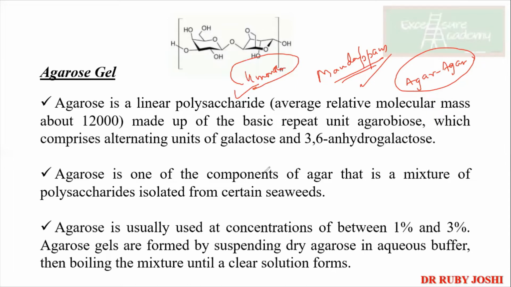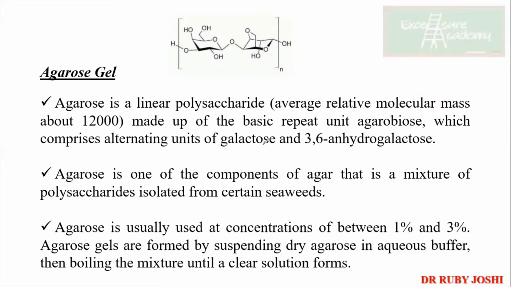Anyways, let's come back to agarose. कहाँ से कहाँ चलेगी story. Anyway, so what you need to remember is that it is made up of galactose and 3,6-anhydrogalactose. Okay, so this is what your agarose is made up of. So it is a component of agar, which is a mixture of polysaccharides isolated from certain seaweed. So now you remember which seaweed it is.